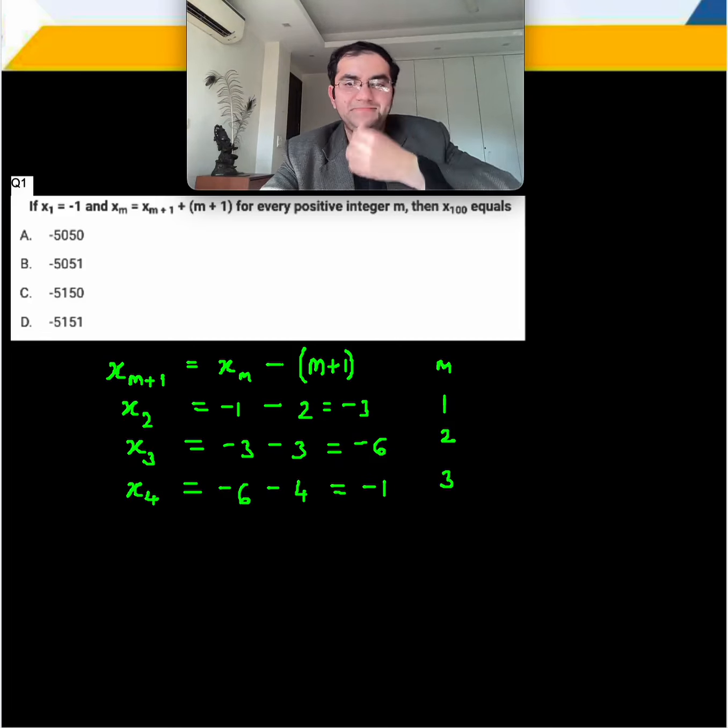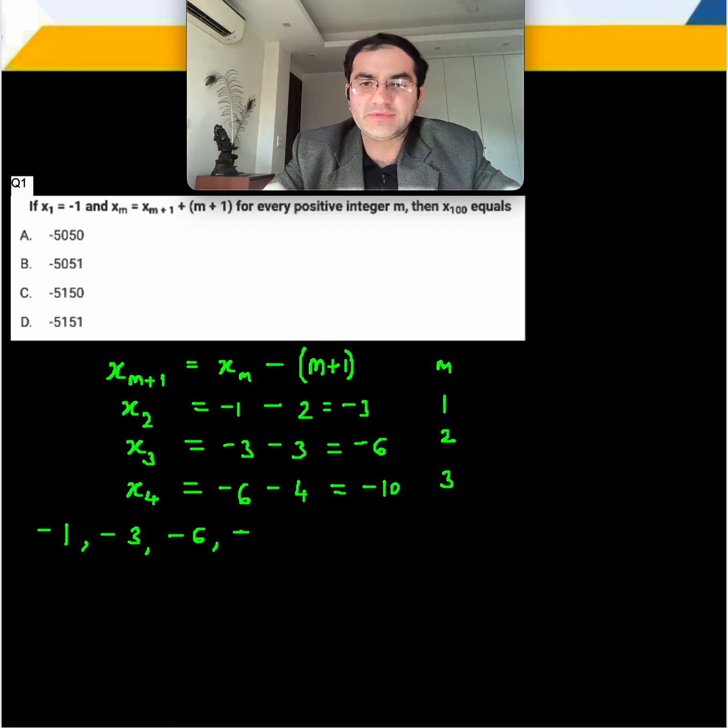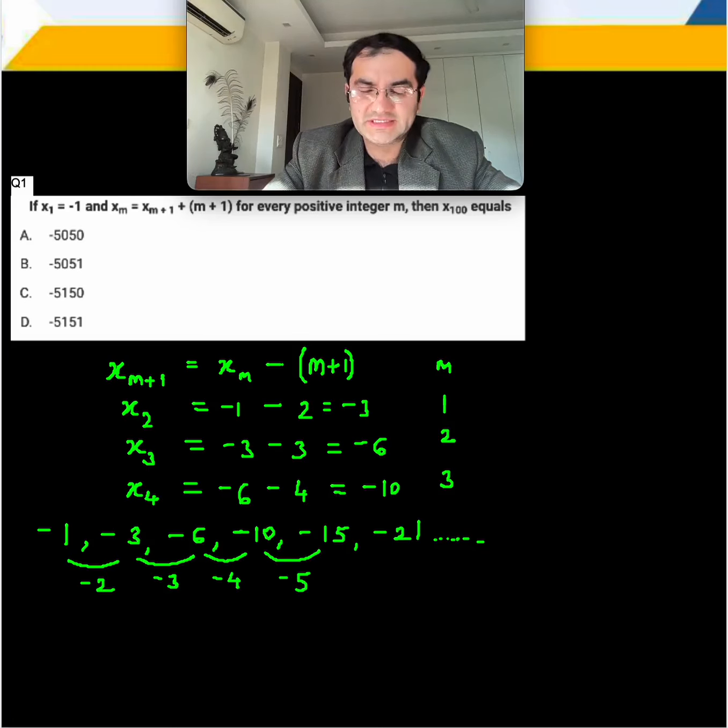At this point I have spotted a pattern. If I write down my terms: minus 1, minus 2 gives minus 3. Minus 3 plus minus 3 becomes minus 6. Plus minus 4 becomes minus 10. Plus minus 5 becomes minus 15. Plus minus 6 becomes minus 21. And I find the pattern. Like this, I have to find the 100th term. Here the gap is minus 2, then minus 3, then minus 4, then minus 5, then minus 6, right?